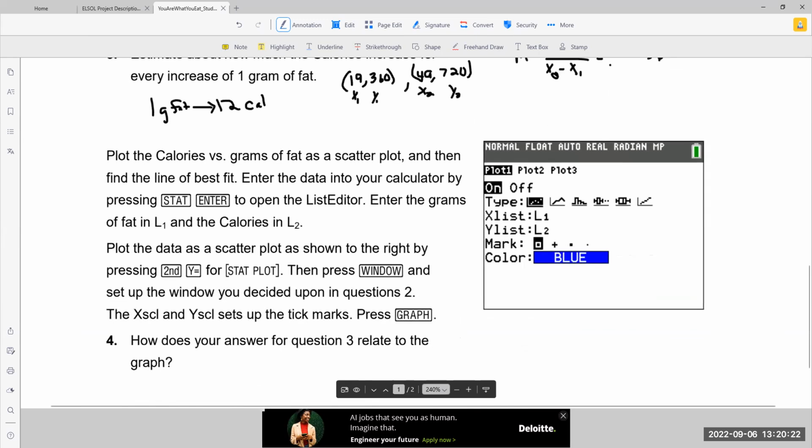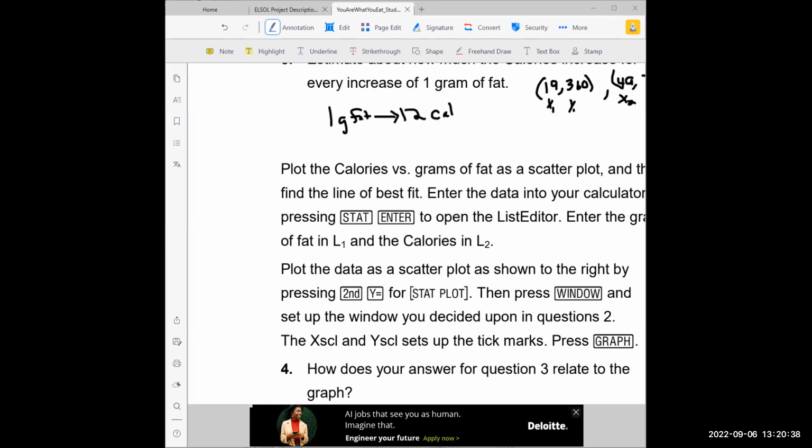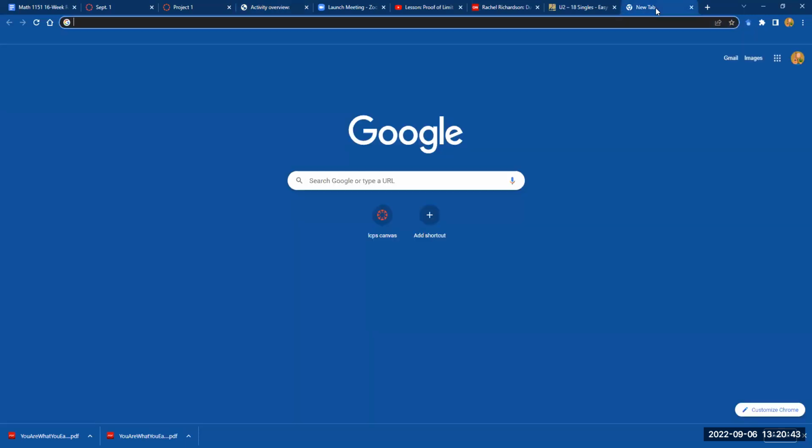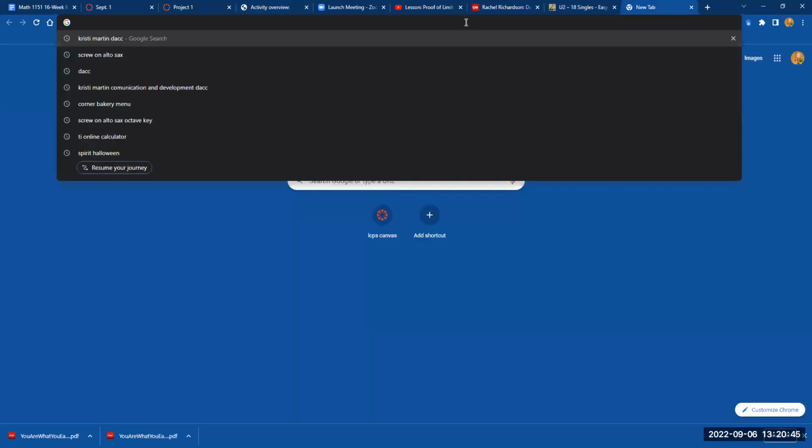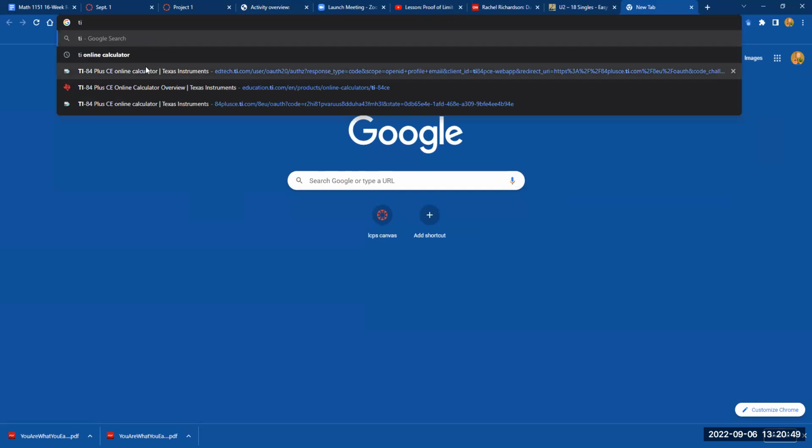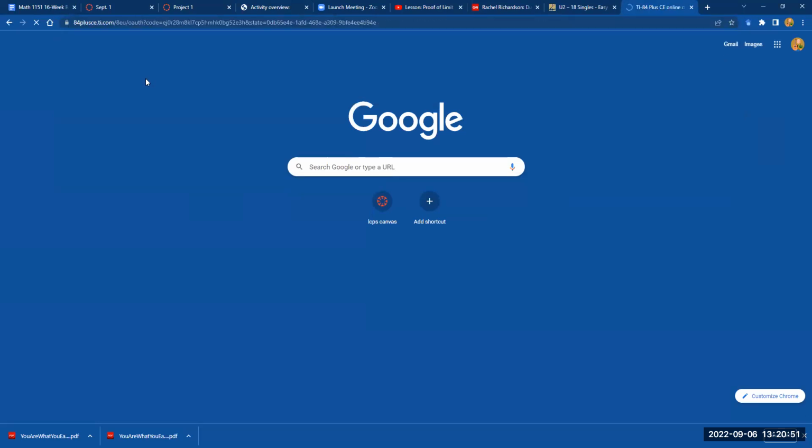All right, now the next thing, it says plot the calories versus grams of fat as a scatter plot, and then find the line of best fit. So let's go ahead and do that. Let me share. I have a different thing I'm going to use over here, and let's see if I can get it into this calculator that I can share with you. This is my online calculator.